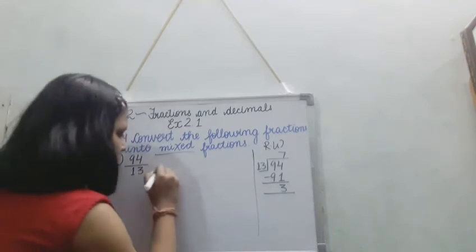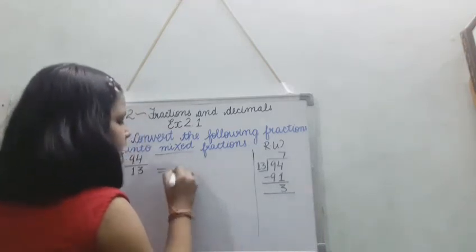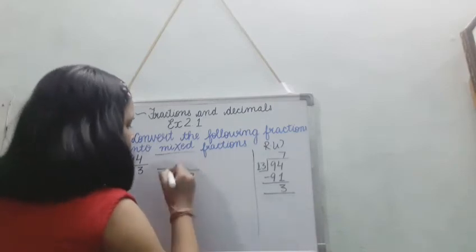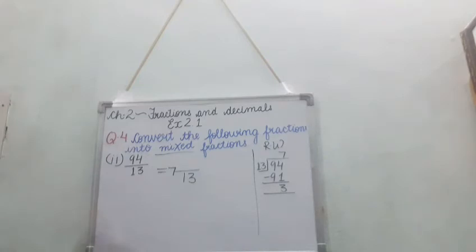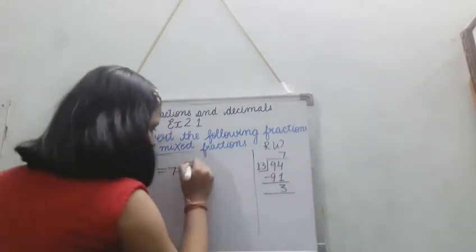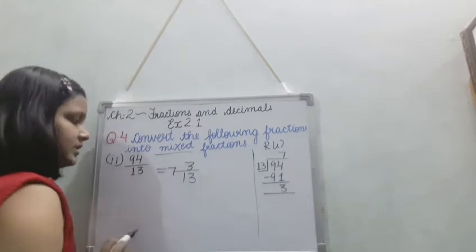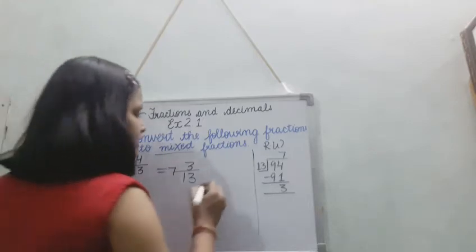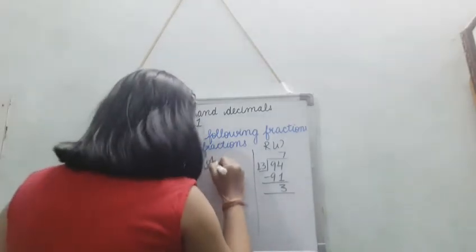Now we all know where we have to write what. So 13 as the denominator, then 7 is the quotient, we will write it in the integral part, and then 3 as the remainder, we will write over here. So we can check: 13 sevens are 91 and then plus 3 is 94. That comes 94 upon 13. So the answer is right.